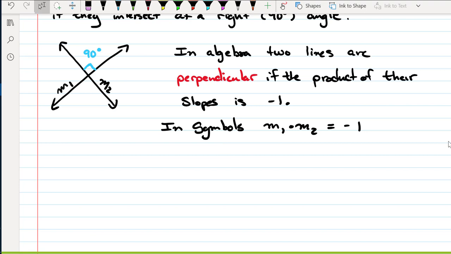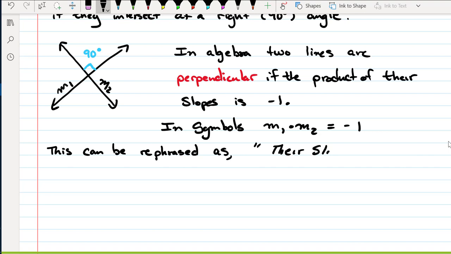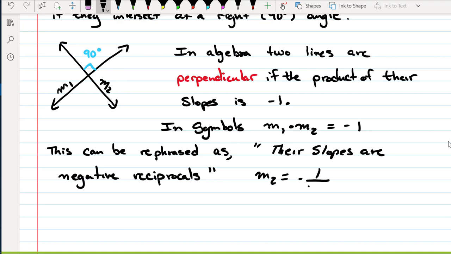So some of you are probably saying, well, hey, I've heard something a little bit different, and this can be rephrased as their slopes are negative reciprocals. So in symbols, that's m2 is equal to -1 over m1.